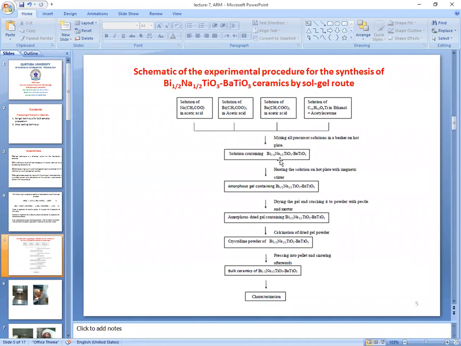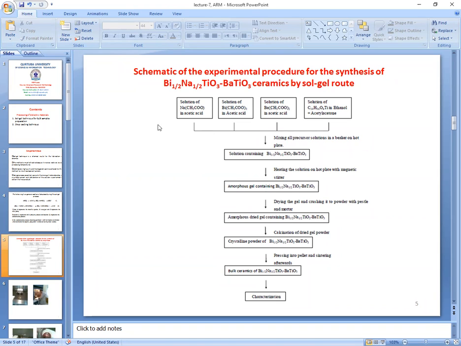So here we have chosen an example of the fabrication of bismuth sodium titanate dash barium titanate ceramics by sol gel route. This is an example, and I have experimentally performed this several times. We have made some samples. I will show you later what processes are involved and what the chemicals, the basic equipment, the glasswares, and the devices are which are used to fabricate samples by this method. I will show you some real images which we have taken.